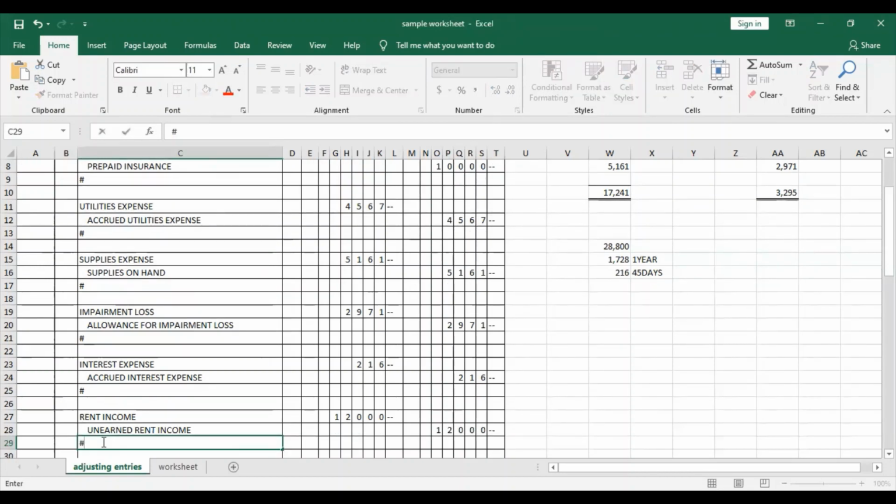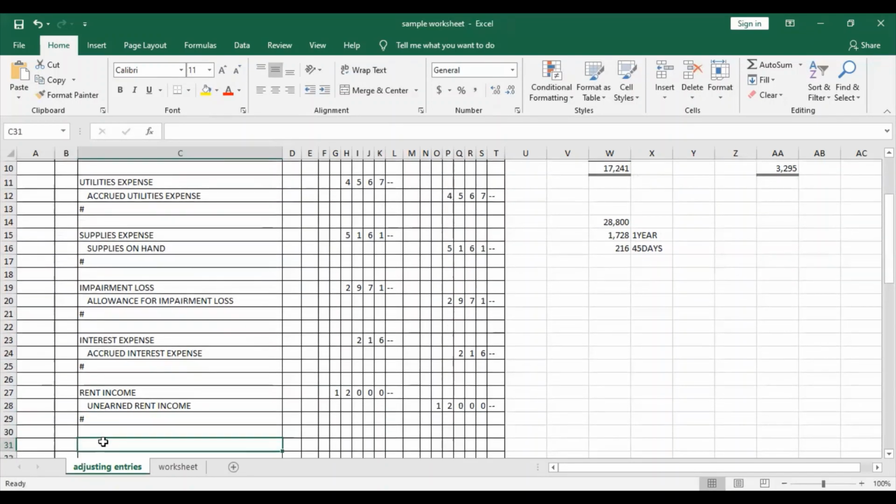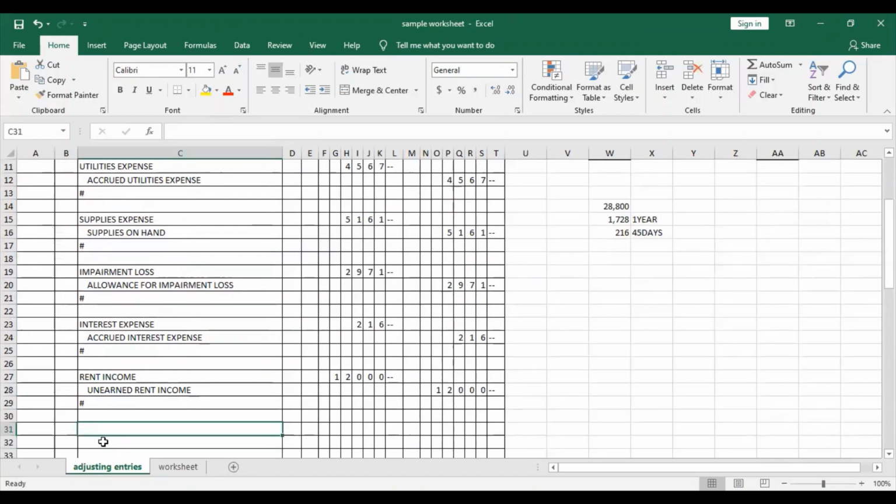We have a record of debit rent income to recognize an overstatement of your recorded rent income on your unadjusted trial balance, and a credit of unearned rent income to recognize that the 12,000 recorded as your rent income is an advance payment, meaning it is not yet earned, it is still an unearned income. What type of income? Rent. So you have unearned rent income.